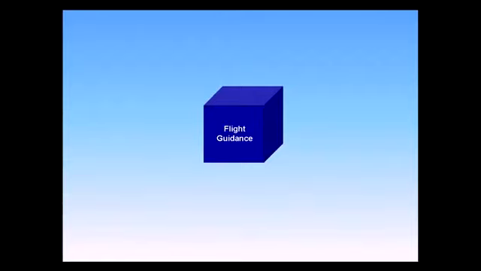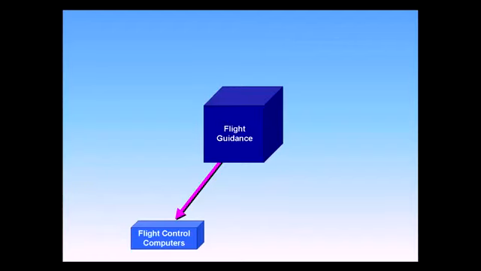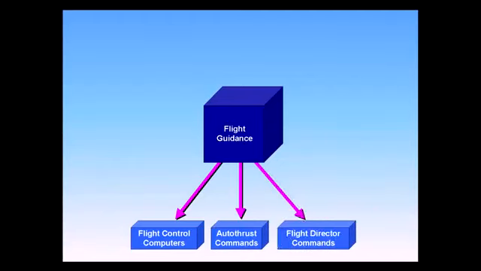The flight guidance part of the FMGCs provides commands to the flight control computers to control pitch, roll, and yaw through the autopilot; auto thrust commands to automatically control thrust; flight director commands to the pilot for control of pitch, roll, and yaw.